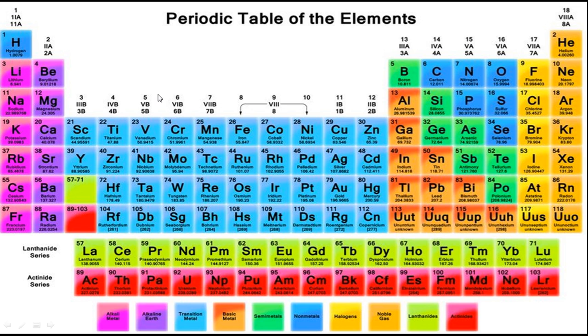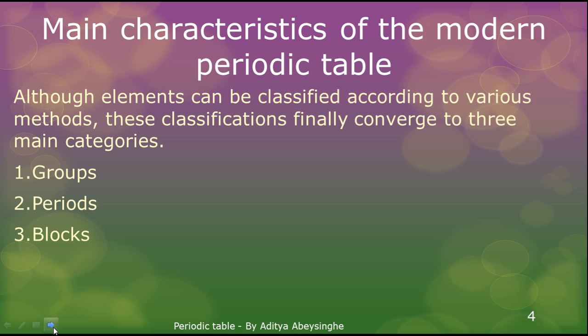There are actually 7 rows, or horizontal lines, 1, 2, 3, 4, 5, 6, 7. We call those by special names. That's actually the main characteristic. For the periods we don't actually classify, but for the groups we classify according to various classifications. The classification that I'll be using here is the American, or the most modern, classification.